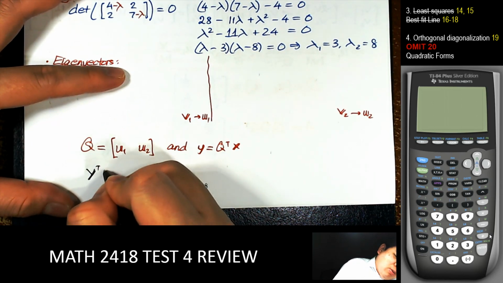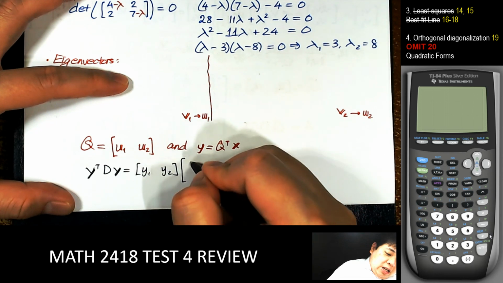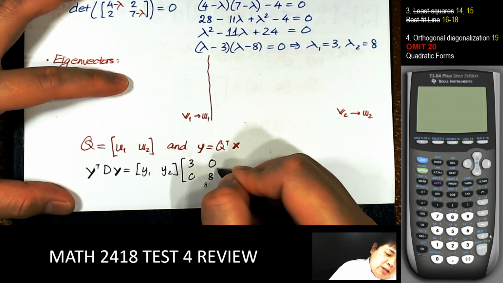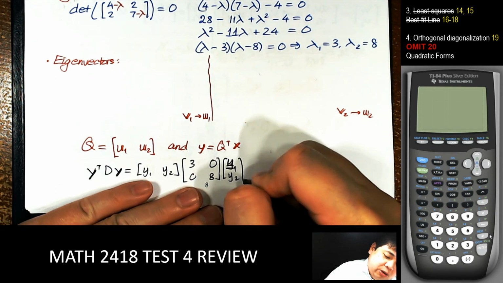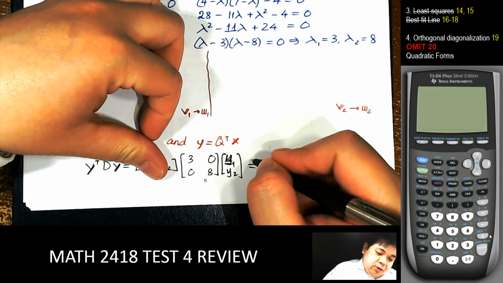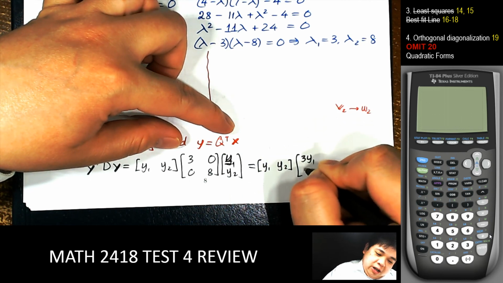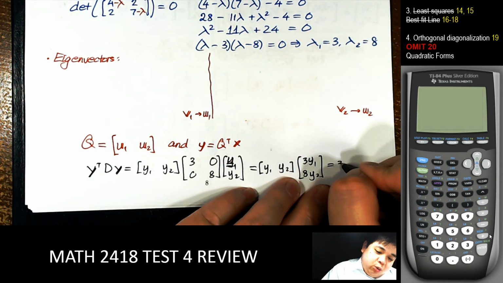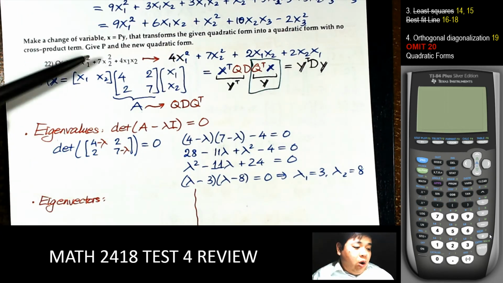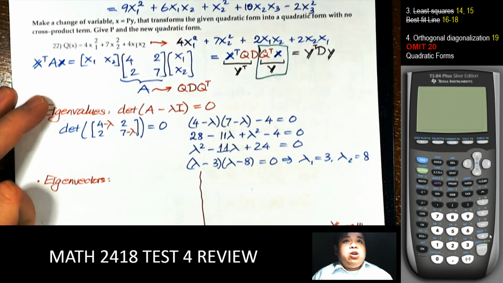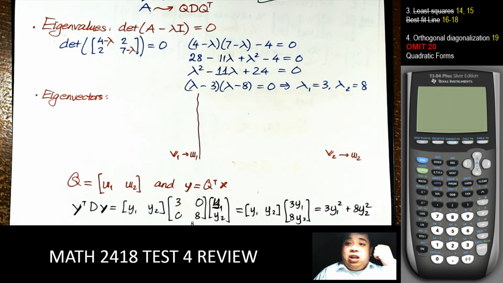If we have Y transpose D Y, Y1, Y2. That's Y transpose, by the way. 3, 0, 0, 8, sorry. Y1, Y2. If we multiply it out, we have those two first, Y1, Y2 times 3Y1, 8Y2, which is equal to 3y1 square plus 8y2 square. As you see, when we do this, we no longer have the cross product term because we turn this matrix into the diagonal matrix.